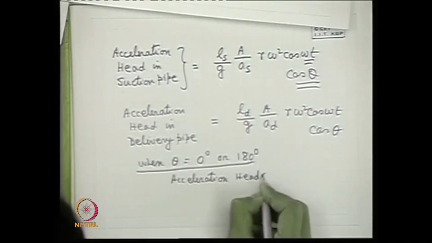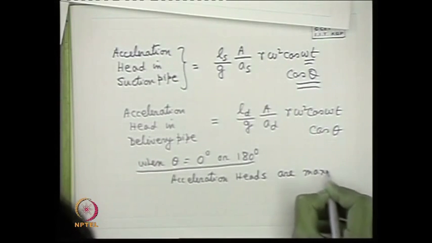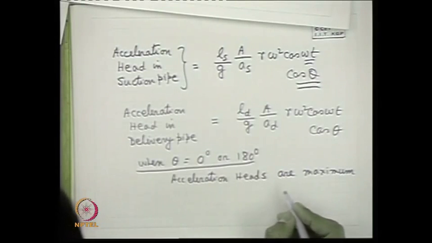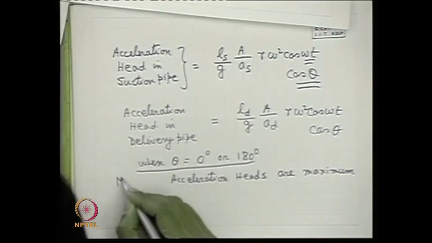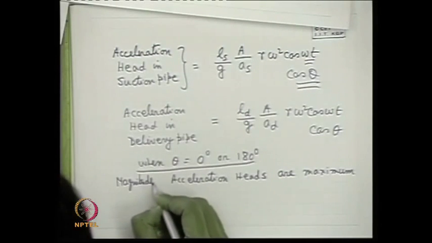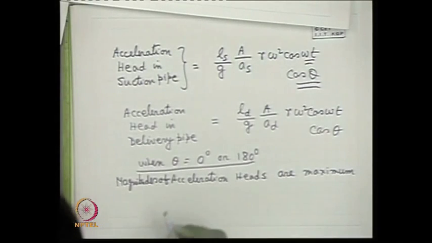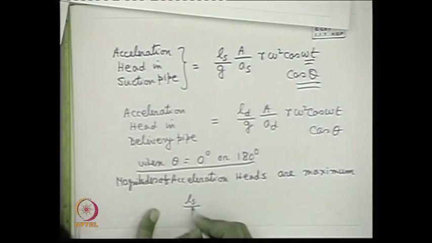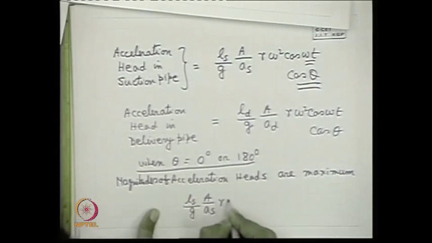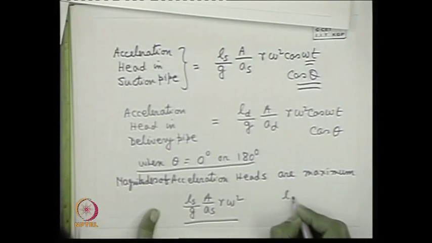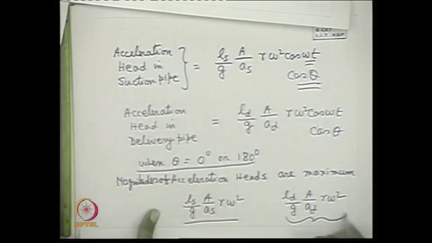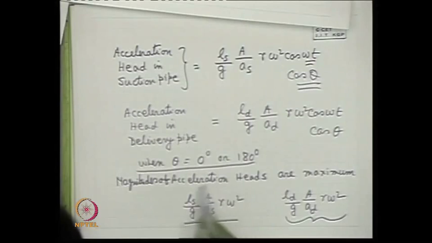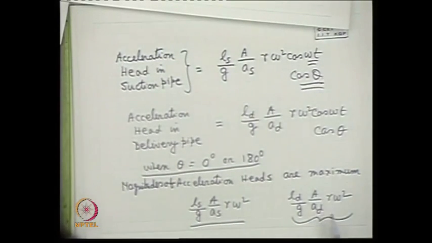The magnitudes of the acceleration heads are maximum there. So at the beginning of the suction stroke, the acceleration head is Ls by g, A by As, R omega square. Similarly, at the beginning of the delivery stroke, this is Ld by g, A by Ad, R omega square. This acceleration head goes on decreasing as theta is increased from 0 degrees to 180 degrees. Similarly, in the delivery stroke, starting from theta equal to 180 degrees, the acceleration head is maximum by this amount and then it goes on reducing.